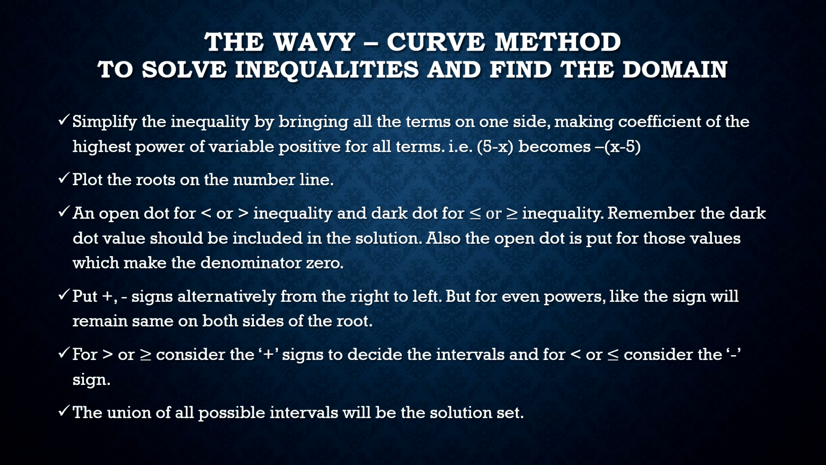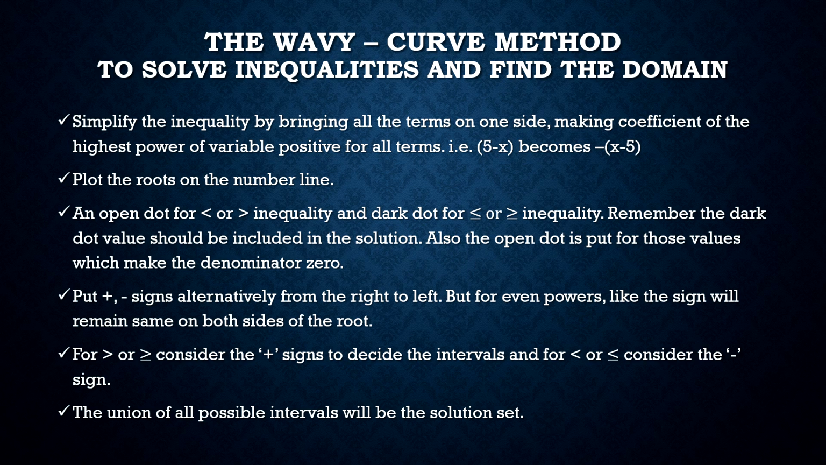The wavy curve method is used to find the domain for an inequality or a system of inequalities. That means you can find out which interval your x belongs to for the given inequality. First step is simplify the problem. In simplification of the inequality, after bringing all the terms on one side, make the coefficient of the highest power of variable positive for all the terms.